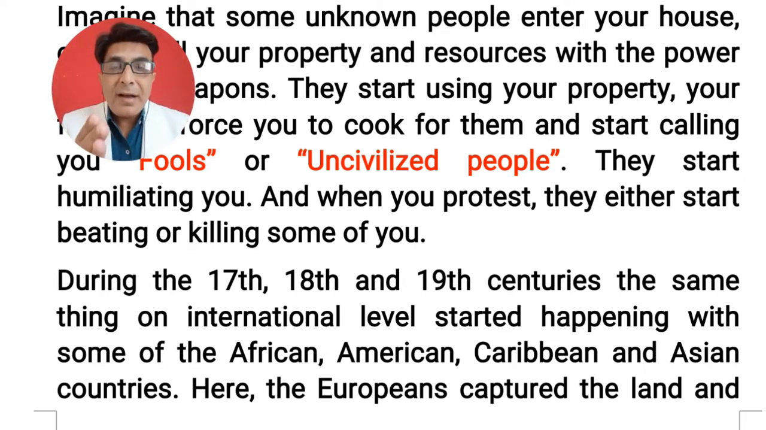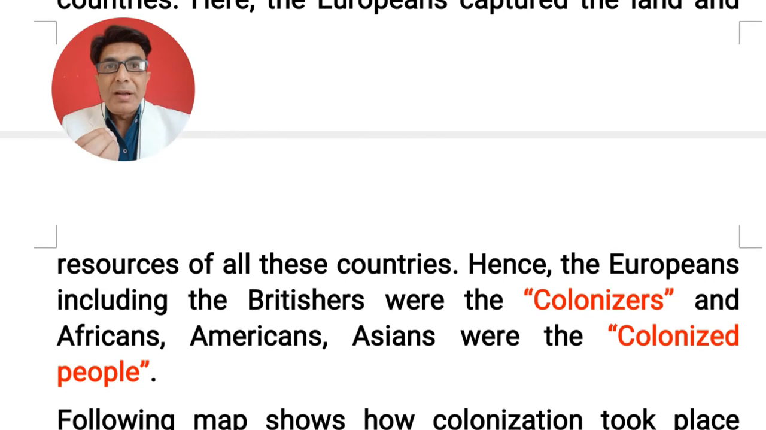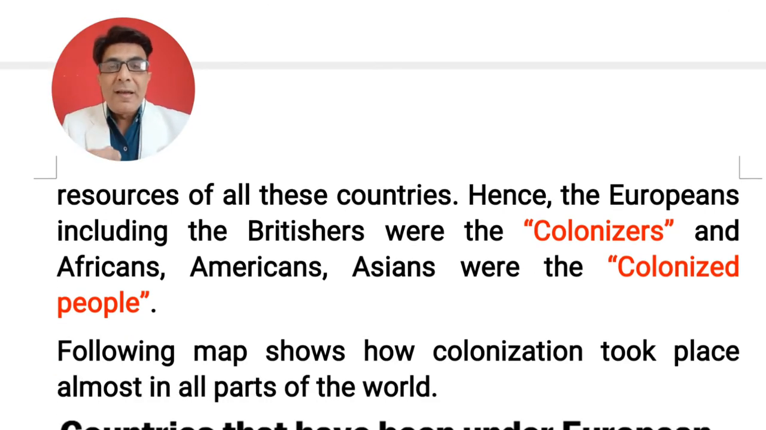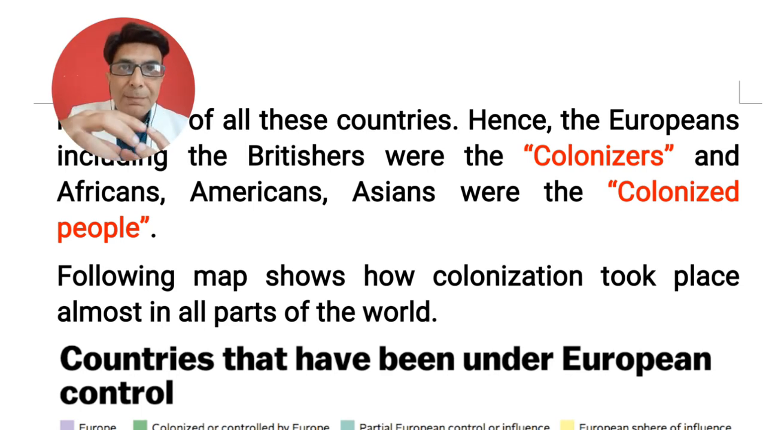Many European countries like France and Britain, they started expanding their rule on some of the Asian countries, some of the African countries, even they went to Caribbean islands and they captured the lands of these indigenous people. Okay, they started using their resources with the power of their guns. Okay, so in short you can say those Europeans who captured the land of the indigenous people, these Europeans are known as colonizers, and those whose land was captured, they were known as colonized people. This process of capturing and influencing these local people is known as the process of colonization.